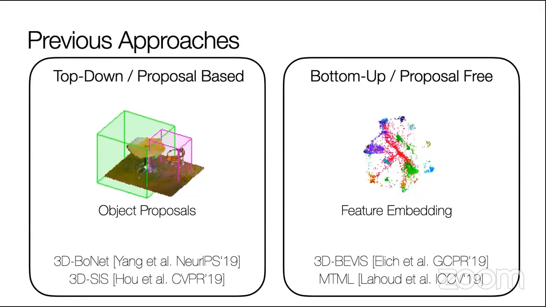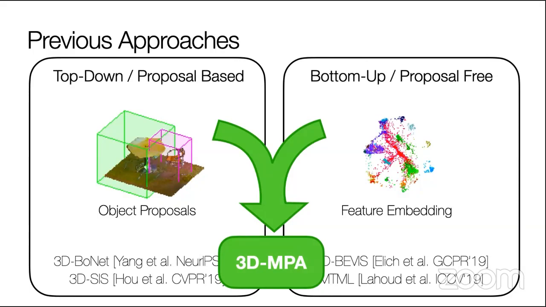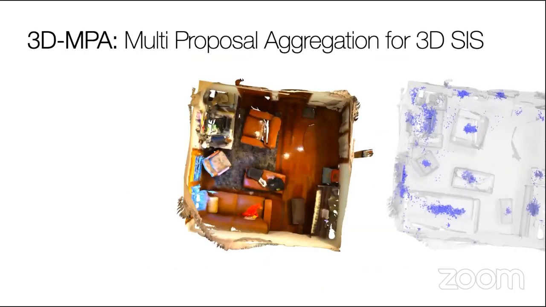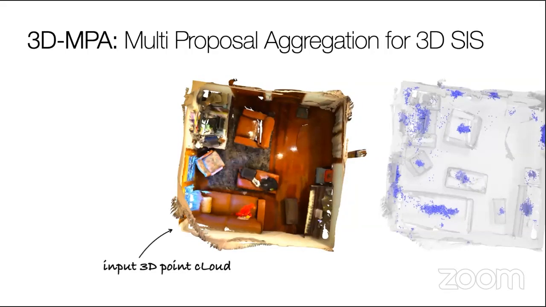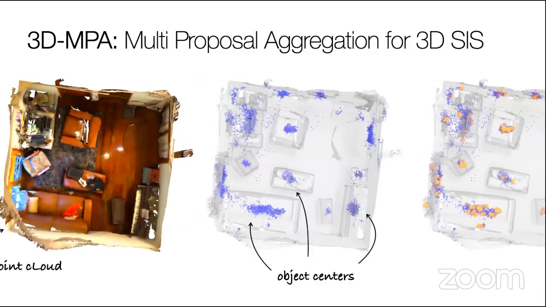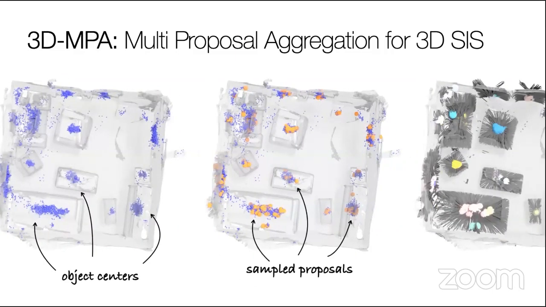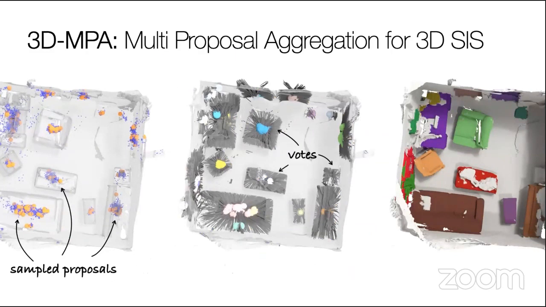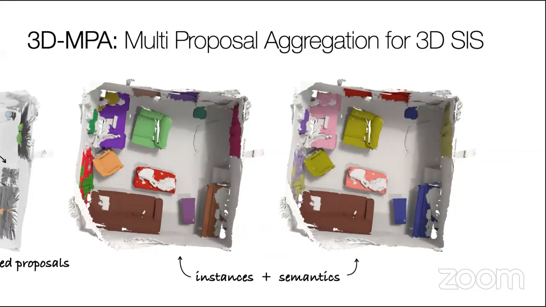Our 3D-MPA method combines the advantages of both approaches while avoiding the mentioned drawbacks. Before going into the details of the model, let's have a quick look at our approach. From an input 3D point cloud, each foreground point votes for its object center. We then generate proposals by sampling from predicted object centers and grouping points that voted for the same object center. Then we learn proposal features, which we use to aggregate multiple proposals, and finally obtain an instance segmentation and the corresponding semantic labels.